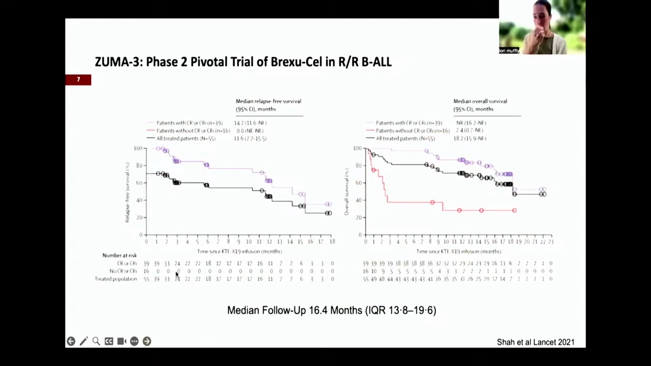What about the follow-up? So this was the original report in the Lancet. At the time of this report, there was a median of 16 months of follow-up. You can see here on the left, the relapse-free survival, and on the right, the overall survival. Of course, not surprisingly, in purple, the patients who achieved a CR or CRI had improved median relapse-free survival of 14 months. Patients who did not achieve a CR/CRI, on the right, their overall survival was quite poor, whereas patients who did achieve a CR/CRI, at this point in time, the median overall survival was not reached.